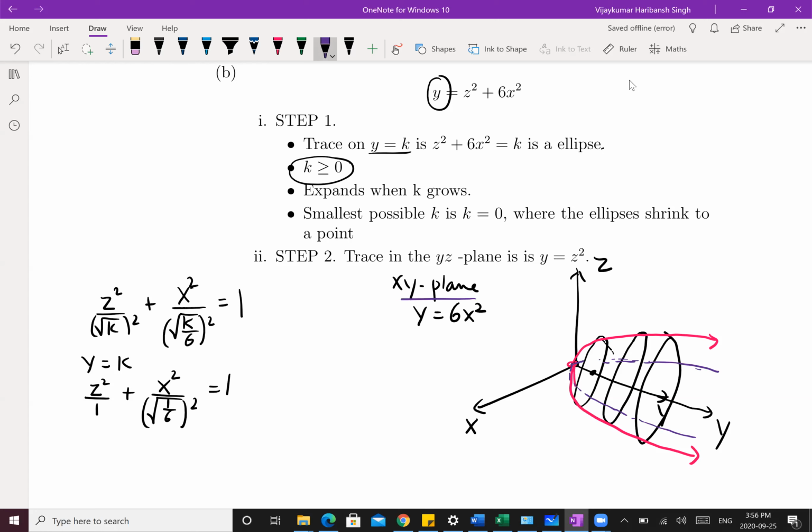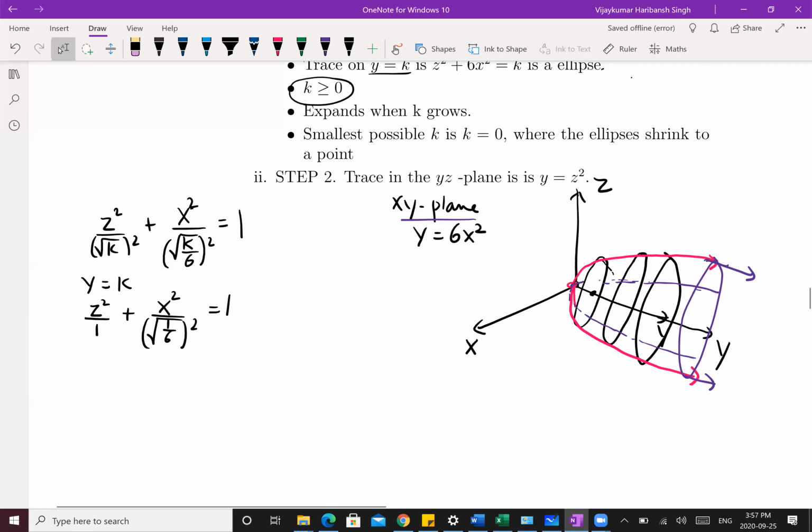Okay, so let's join these nicely. So we see that we are getting a shape like this. This is an example of an elliptical section in one direction and a parabola in the other two sections. So it's a paraboloid.